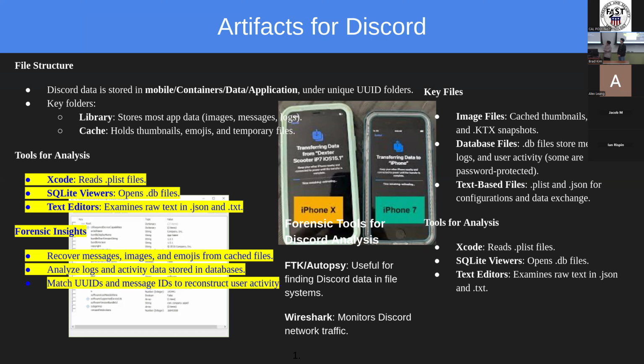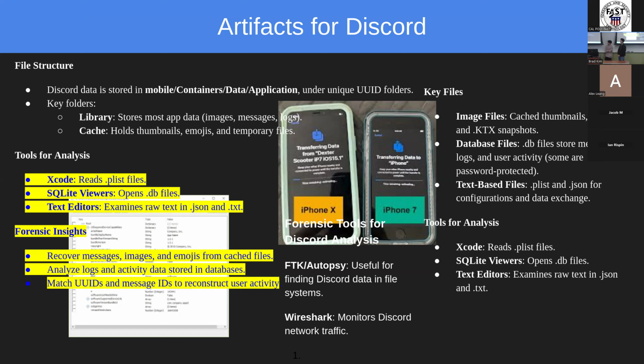So these are artifacts for Discord. First you want to go through the file structure. Discord is stored in mobile data applications. For iOS, they usually store more in library. And they also hold cache, meaning emojis and temporary files, files that want to be deleted but are just stored in limbo in your cache file.